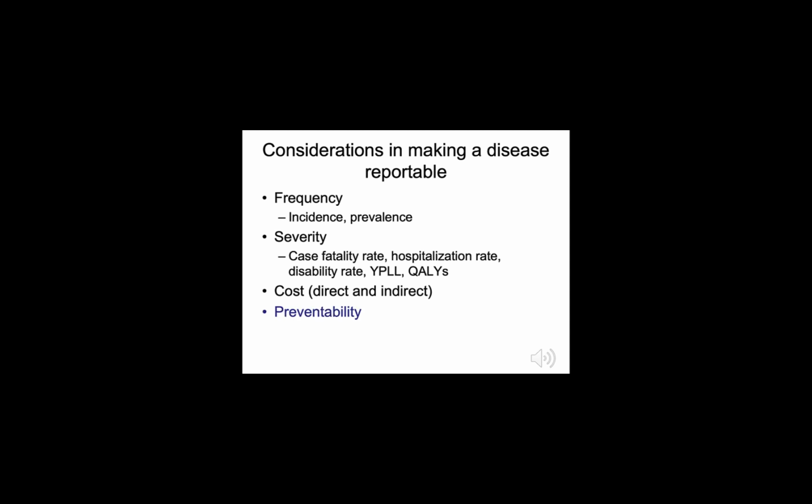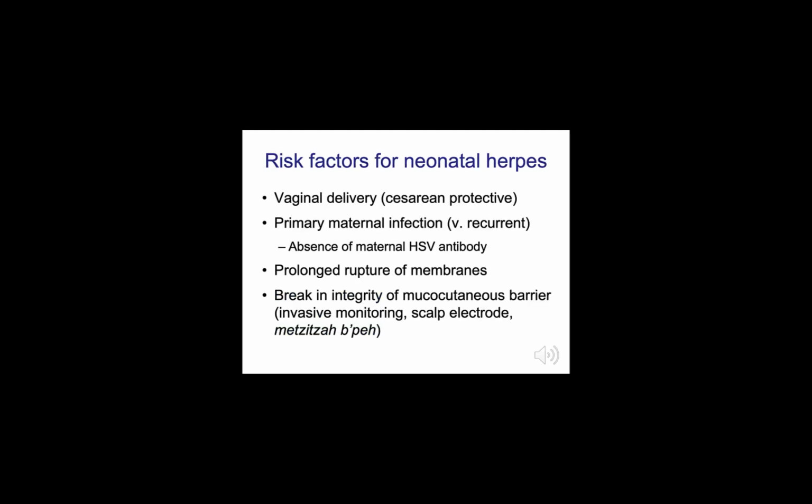So now on to the question of the preventability of neonatal herpes. Well, to consider the preventability, you have to know what the risk factors are for neonatal herpes. One is vaginal delivery. Cesarean sections are protective, and this makes perfect sense because with a cesarean, there's much less likelihood of being exposed to vaginal secretions, although if the cesarean is performed after rupture of membranes, there may still be some ascent of virus into the uterus, so it's not completely protective.